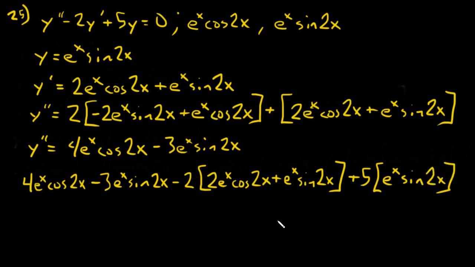Okay? All right, so let's handle all of the e to the x cosine 2x. So I've got 4 here, and I'm going to get minus 4 here, and that's it. So those two go away. And then for the e to the x sine 2x's, negative 3 minus 2, which is going to be negative 5, plus 5. Yep, all of those go away. So all of this is equal to 0. Hooray! All right. So we have now verified that they are indeed solutions.